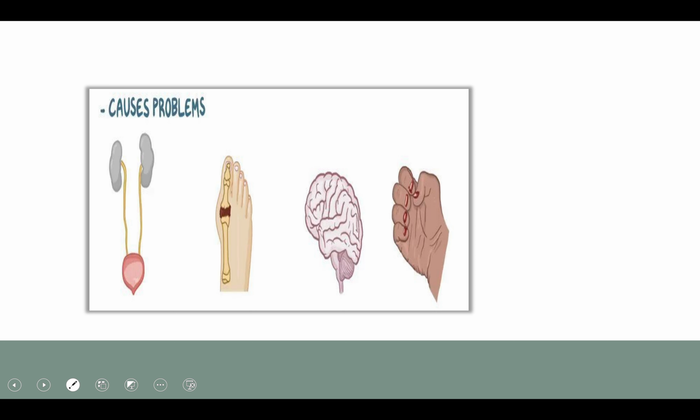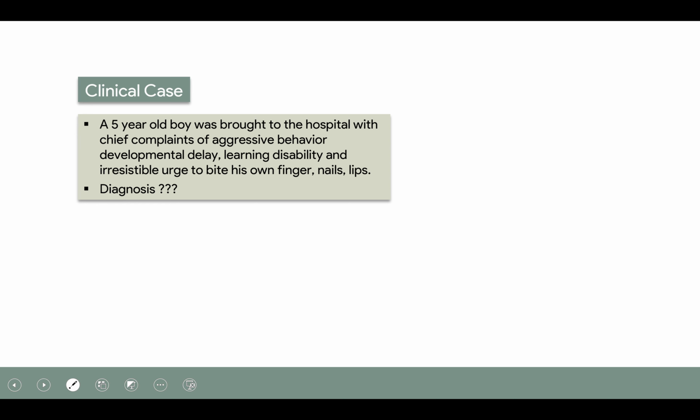Lesch-Nyhan syndrome causes problems in the kidney. Due to the increase in uric acid, it leads to gout, and in gout there is pain due to deposition of urate crystals in the first great toe. It leads to CNS abnormality and also self-biting.